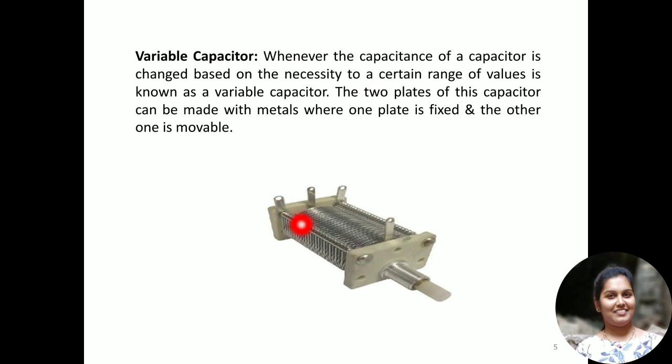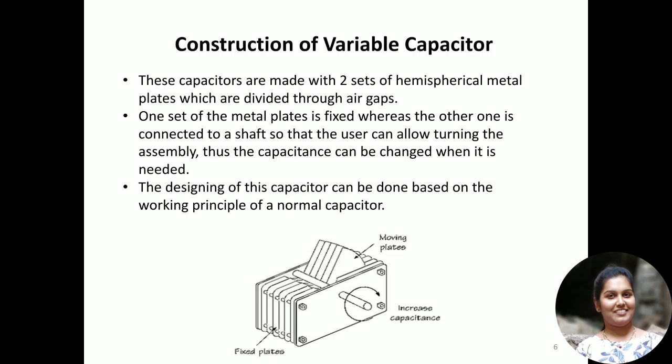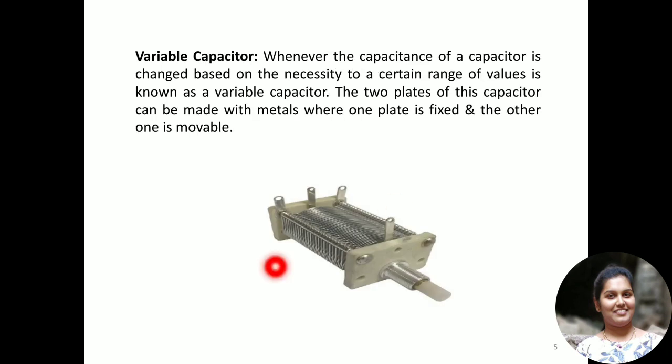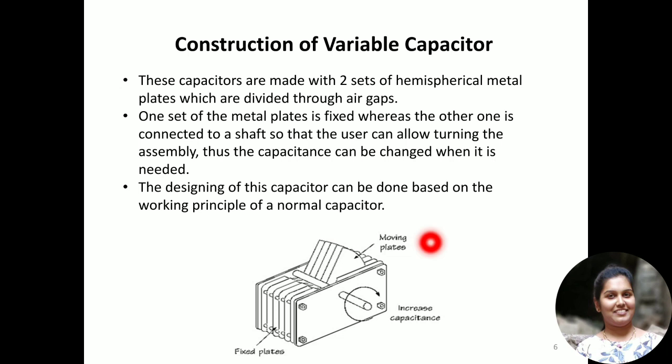A capacitor whose capacitance can be changed based on the necessity to a certain range of values is known as a variable capacitor. The two plates of this capacitor can be made with metals. One plate is fixed and the other plate is movable. These are available from 10 picofarads to 500 picofarads, and the symbol we have just now seen. And coming to the construction, now you can clearly understand this diagram. So this variable capacitor, you can see this. Here you can see the shaft outside.